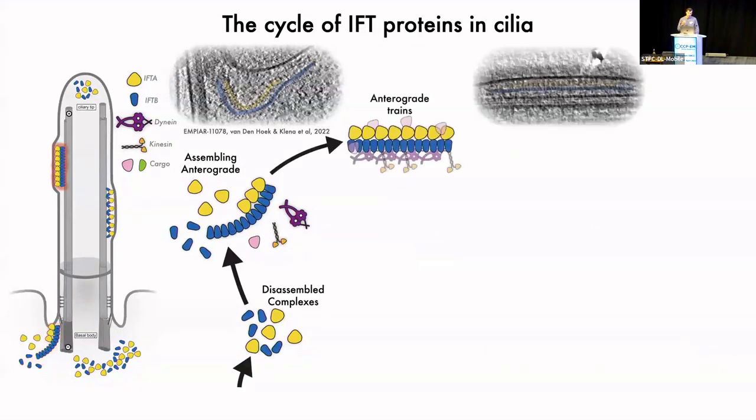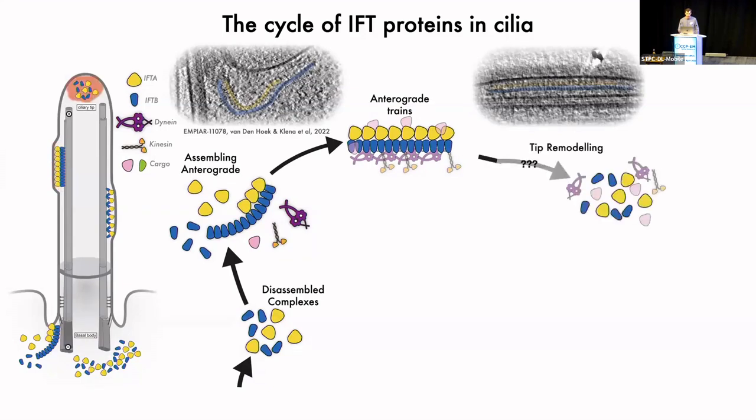And when we look inside the actual cilium, we see a mature anterograde train. So this has IFTB and IFTA at the same sort of length as each other. And these trains are carried by kinesin to the tip, where the cargoes are unloaded and incorporated into the axoneme structure, at which point the trains undergo a remodeling process. So it's not quite clear exactly what happens here.